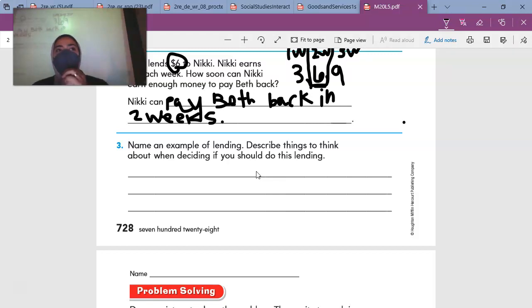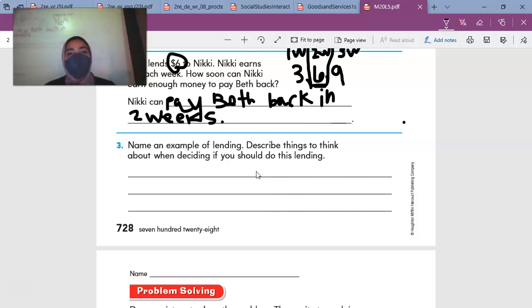So something important to consider when lending anything, even a pencil or eraser or markers to anybody, is that person responsible? Are they going to take care of my things like it's their own, or are they going to ruin it and give it back to me damaged? Or are they going to not pay me back and be careless about it and ask for more? So these are some examples you need to think about before lending anybody anything.